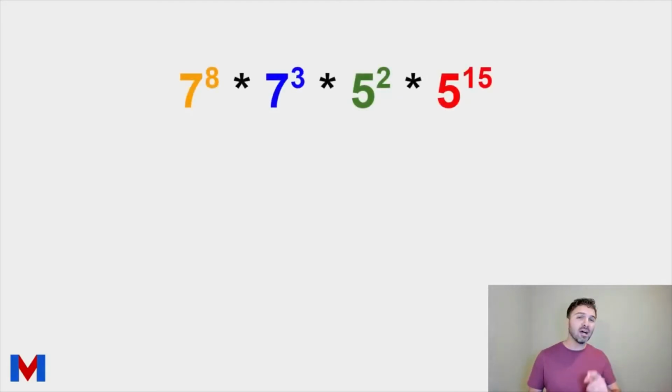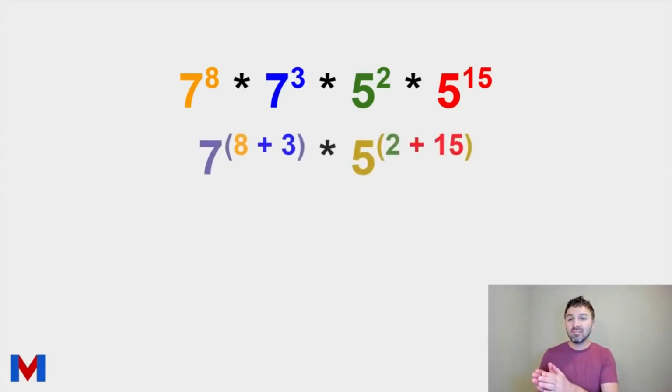7 to the 8th power times 7 to the 3rd power times 5 squared times 5 to the 15th. All right, these are some different bases. We have to be very careful when we're trying to simplify this. I can only combine the base of 7s and the base of 5s. They have to be the same bases in order to combine them.